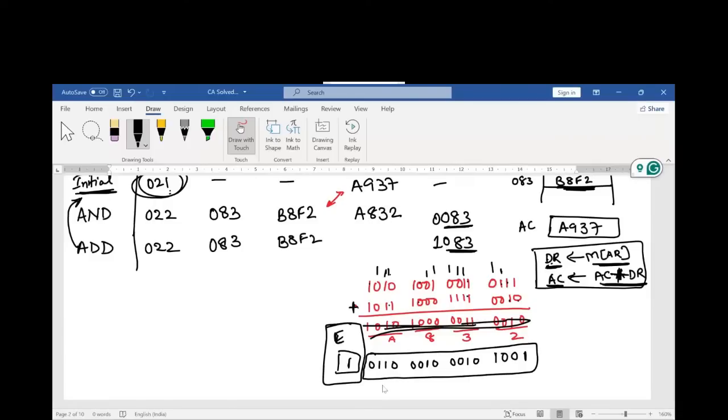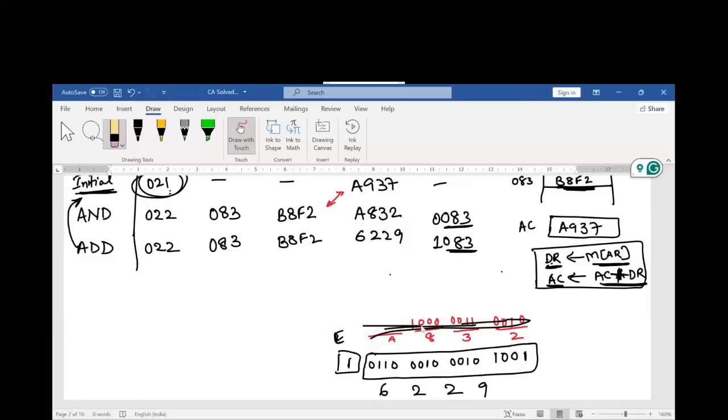So what would be the value of AC? This is 1106, 2, 00102 and 1009. So after completion of the add instruction, the value of my AC would become 6229. I assume you have understood this. So the add operation is done. Now let us move on to the next instruction.